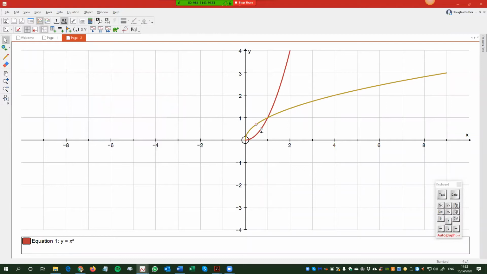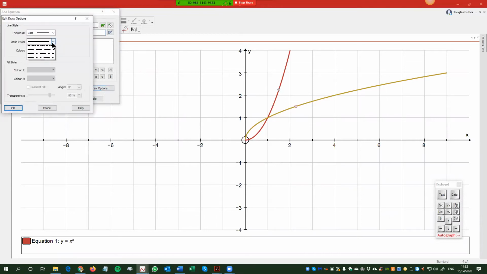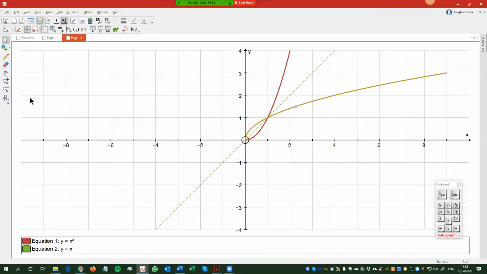So now you've got a function that has a unique inverse, and the inverse would take you back to the original again. The axis of symmetry is the line y equals x, which we can write on, y equals x, draw options, make it dotted, and away we go. So that's a visual approach to exploring inverse functions, and I hope that was useful.